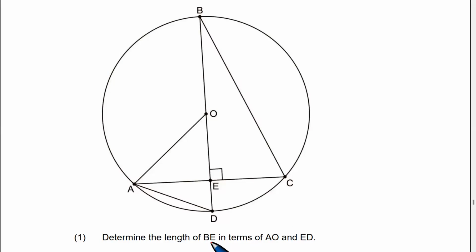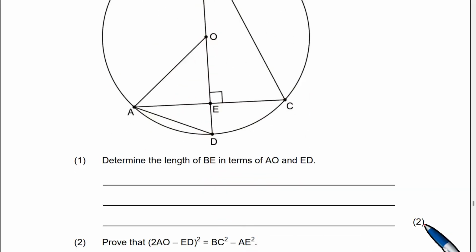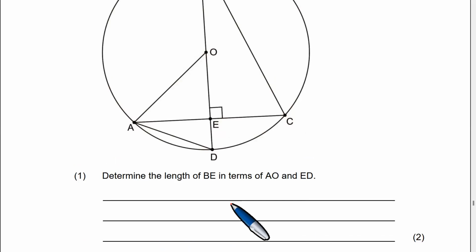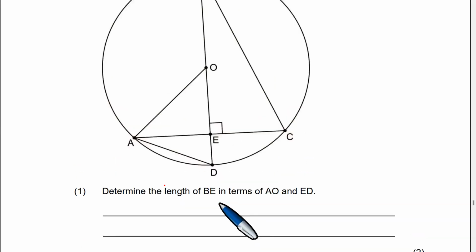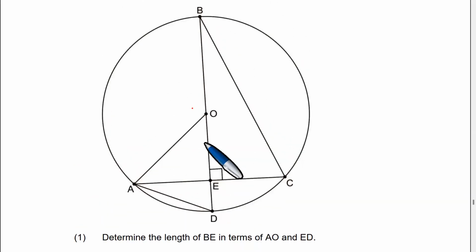All right, so determine the length of BE in terms of AO and ED. Okay, it's obvious this one, right? So I know that you can easily get this one right because you are actually people who know grade 11 work very well because it's the end of the year now. Everybody has gone through this kind of stuff. And now let's see what can be said for just 2 marks. We must find BE out of this.